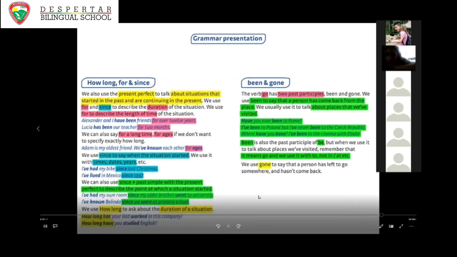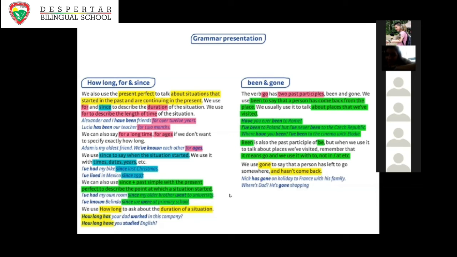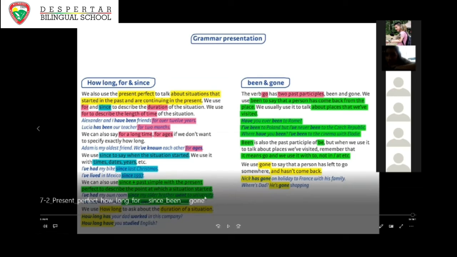We use gone to say that a person has left to go somewhere and hasn't come back. The verb gone es diferente al been porque en el gone nos dice que la persona se fue y nunca volvió. Fue por cigarrillos y nunca volvió. ¿Ok? Nick has gone on holiday to France with his family. Where's Dad? He's gone shopping. Acá tampoco hay que ponernos tan trágico, ¿no? No quiere decir que nunca volvió en la vida, ¿no?